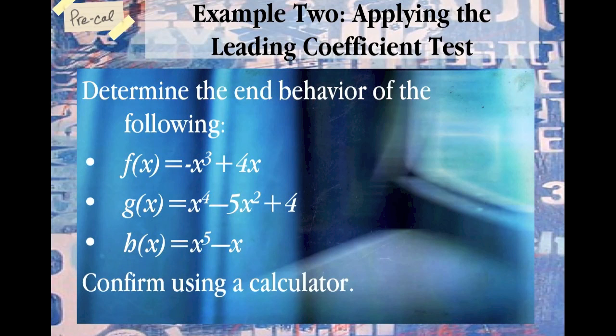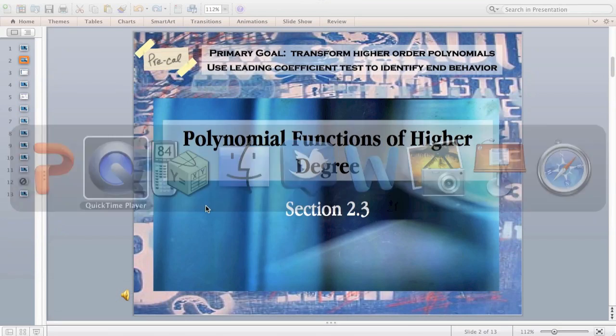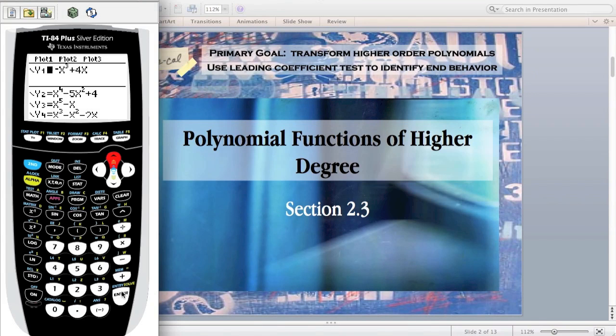Okay, now you can confirm these things. We'll do the first one just to look at it. We'll look at y1, which is negative x cubed plus 4x, and we'll just graph that real quick. Let me make sure I'm in the right zoom. So I'm going to go zoom 6 because that's going to be my standard view, and I'll just look at my graph.